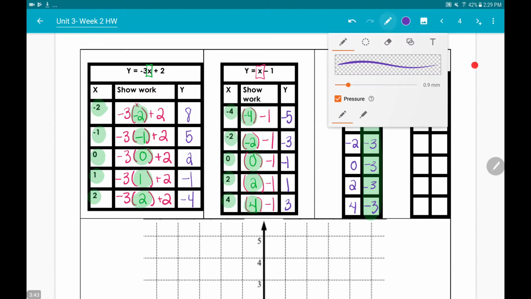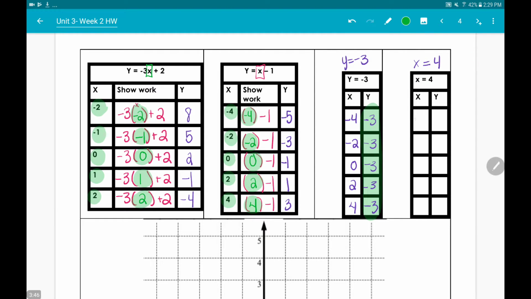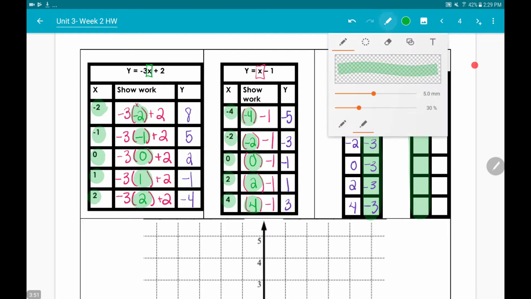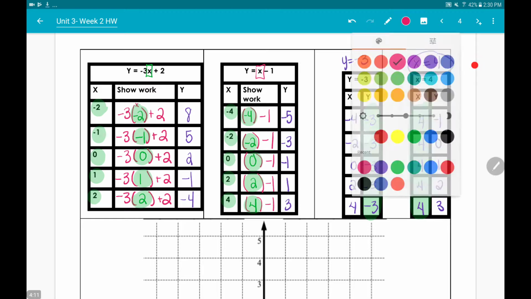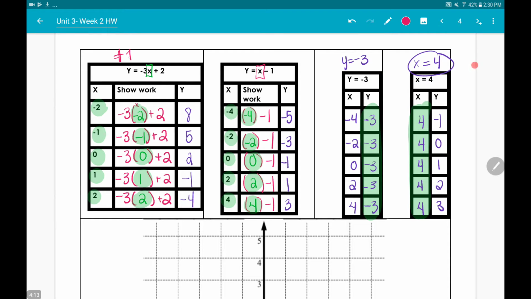Okay? Now for the last one, x is equal to 4. That means no matter what y value there is, x is always going to be equal to 4. So let's say I made this -1, 0, 1, 2, 3. It doesn't matter my y's because my equation says that x is going to be equal to 4 no matter what. Okay, so now let's number these. So this is going to be number 1, number 2, number 3, and number 4. And we want to plot all 4 of those on my graph.